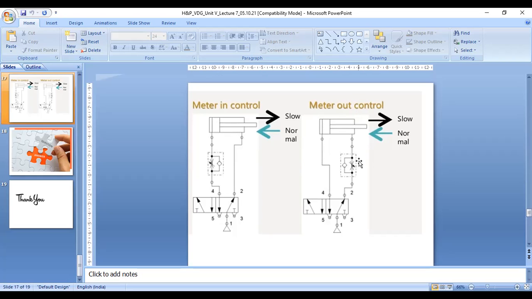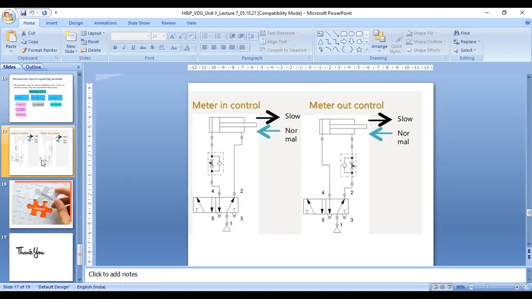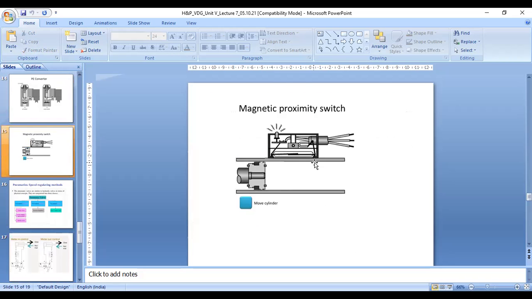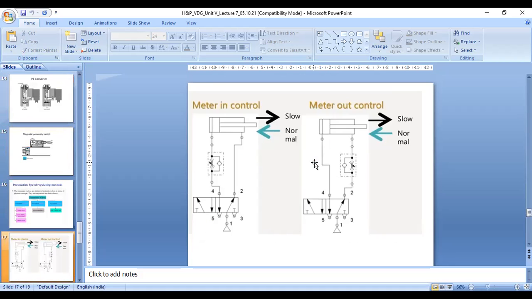Meter out control, here also, at the outlet of the accumulator a one-way valve or check valve is provided. So in this way we have discussed meter in and meter out control circuits. This circuit is used for speed control. The magnetic proximity switch was also discussed.